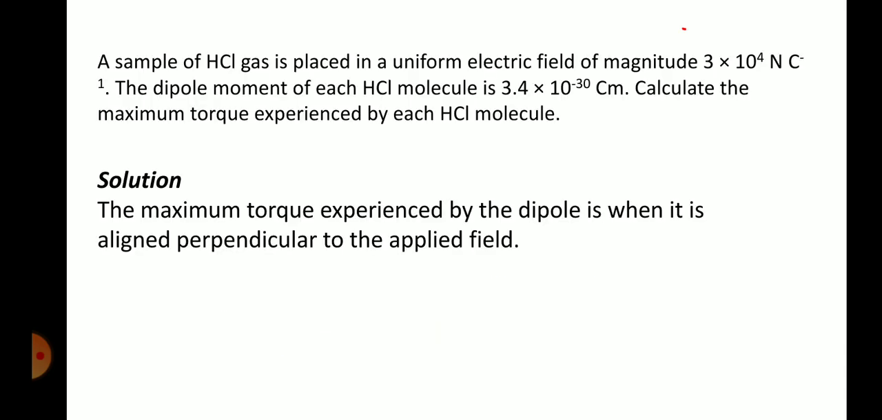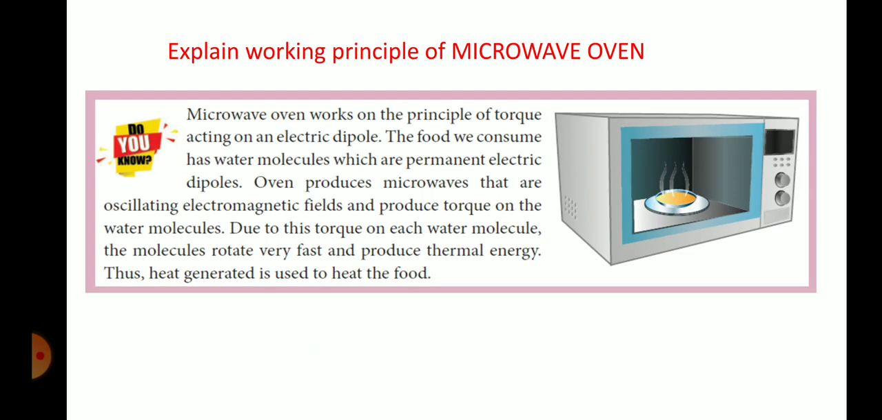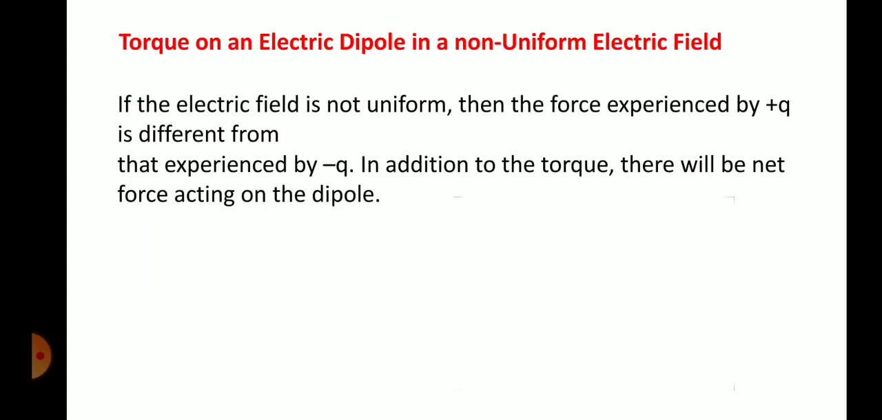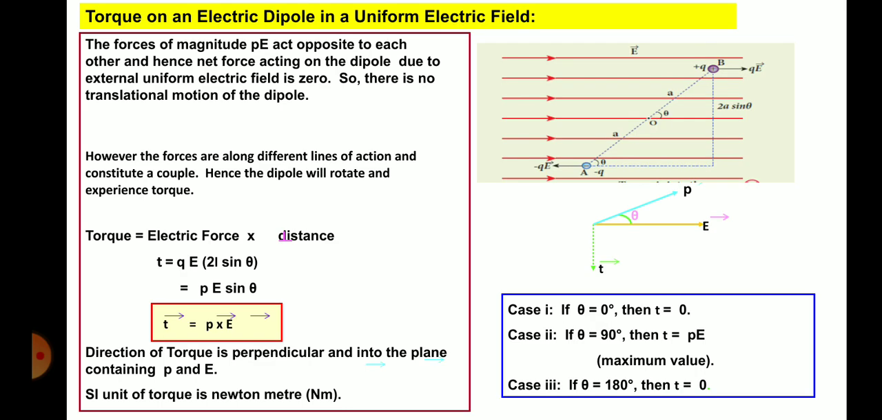In this class we started discussing the electric dipole. What happens when a dipole is placed in a uniform electric field? I told you the net force is 0, but there will be a torque. The torque is force into perpendicular distance, that is tau is equal to QE 2L sin theta. That is what we studied. Then the final formula for torque is tau equals P cross E.